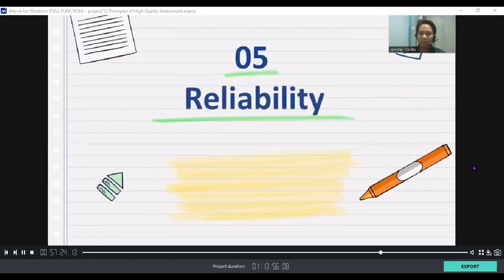Reliability. This is the second most important quality in assessment. Let's recall what we have discussed so far. What is the first principle? Clarity of learning targets or learning outcomes. Second, appropriateness of assessment methods. Third, balance. And fourth, validity. So fifth is reliability.